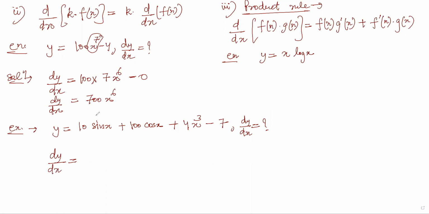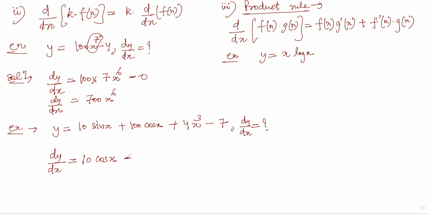So guys, first we have to differentiate this. Now यहाँ पे 10 मल्टीप्लाई हो रहा है, तो 10 will be as it is, and differentiation of sin x is cos x. ठीक है, next. Then it's 100 cos x. Yes. Okay, so then 100 into minus sin x.